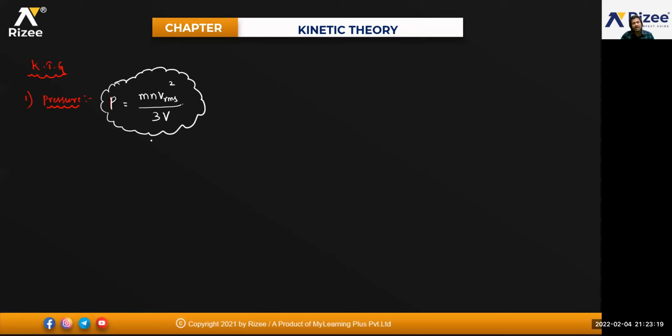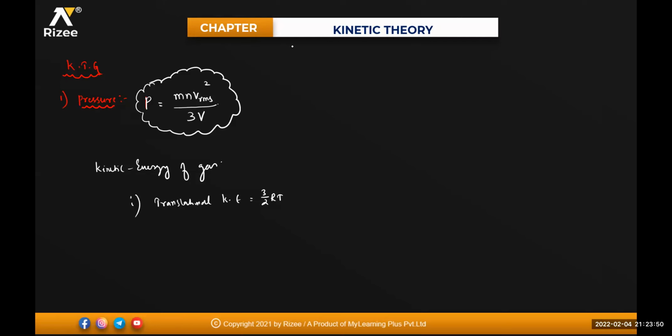For kinetic theory of gases, the kinetic energy of a gas: it possesses translational and rotational energy. So if I'm writing the translational kinetic energy, translational kinetic energy will be equal to 3 by 2 R T.